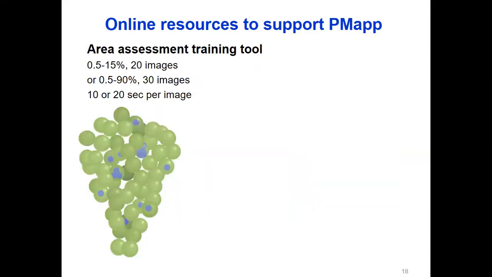Turning now to the area assessment tool, the user can dial up a test which covers the low range severity with 20 images, or almost the full range of disease severity that might occur in a really badly diseased crop with 30 images, and can choose whether to allow 10 or 20 seconds per image they assess. Again, the images are available in PMapp.